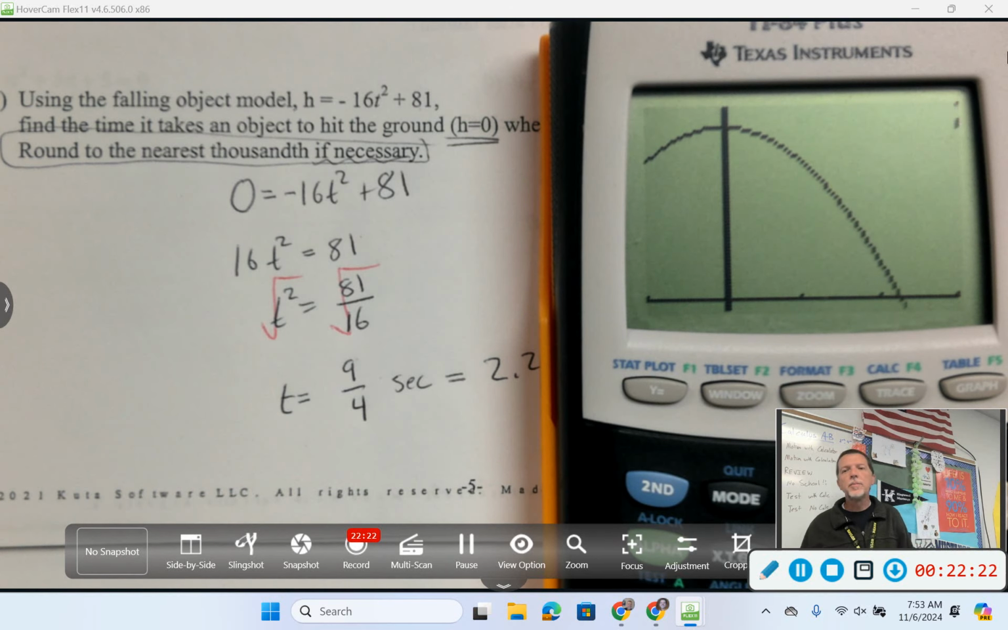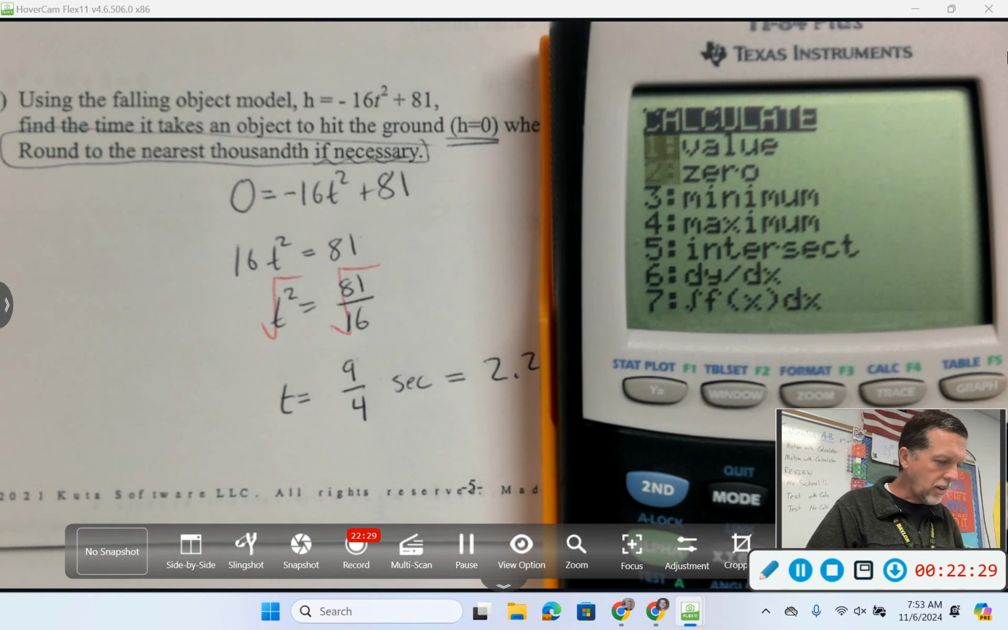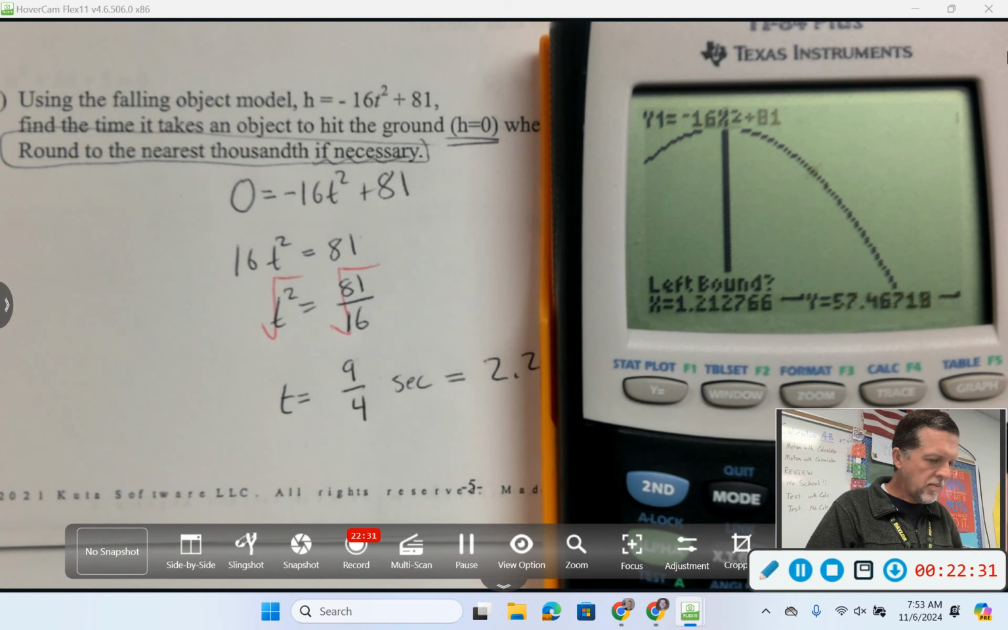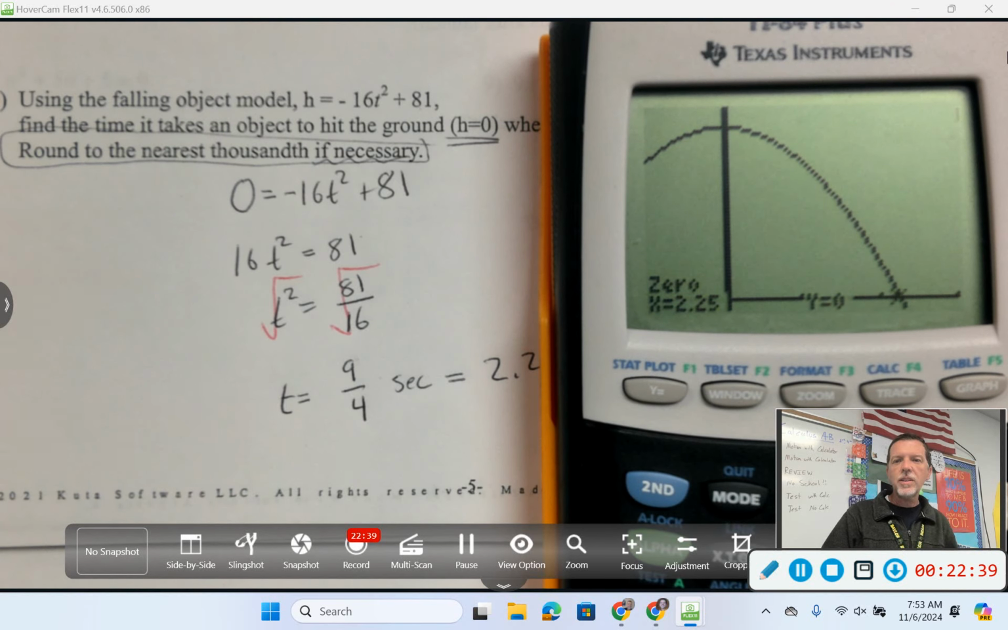There we go. And you can do the zeros then. So second calc, 0. Left bound means get to the left of the 0. Right bound, get to the right of the 0. And then guess. Hey, 2.25. What do you know?